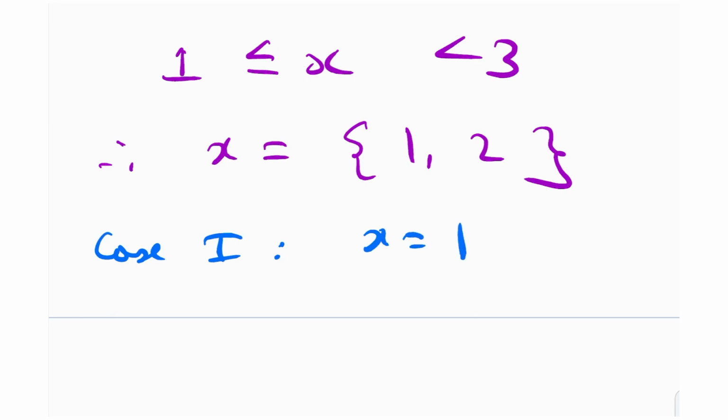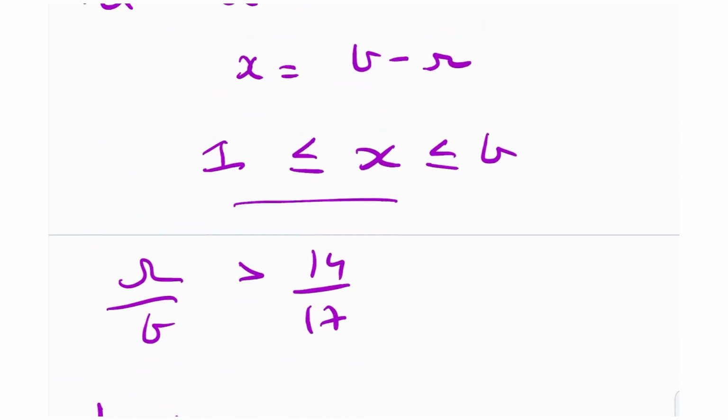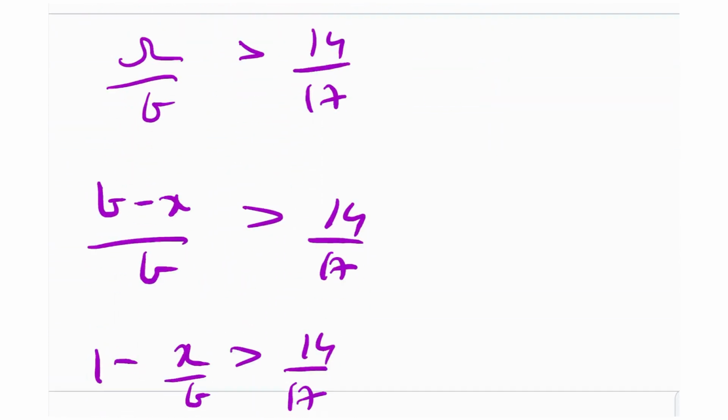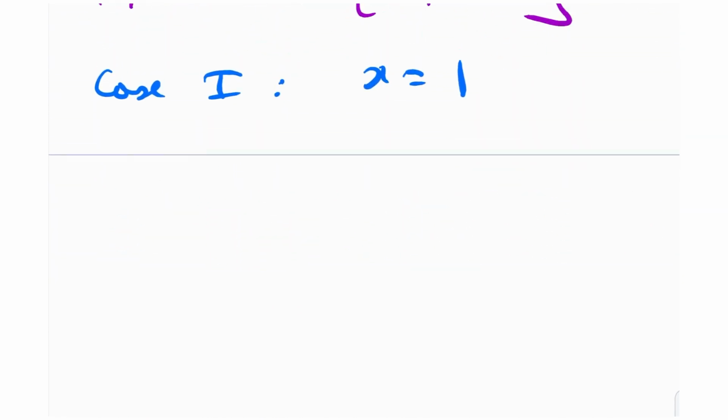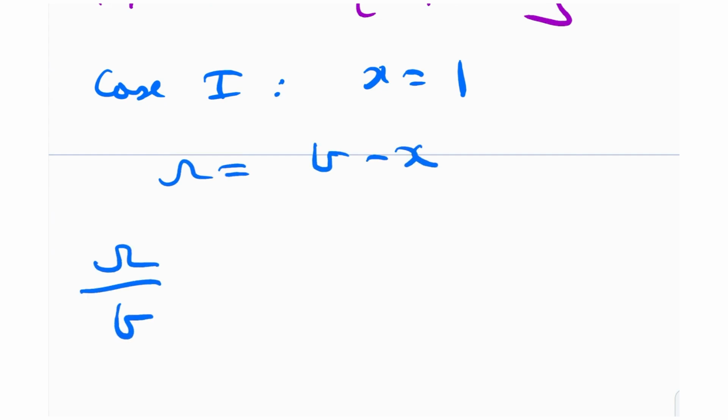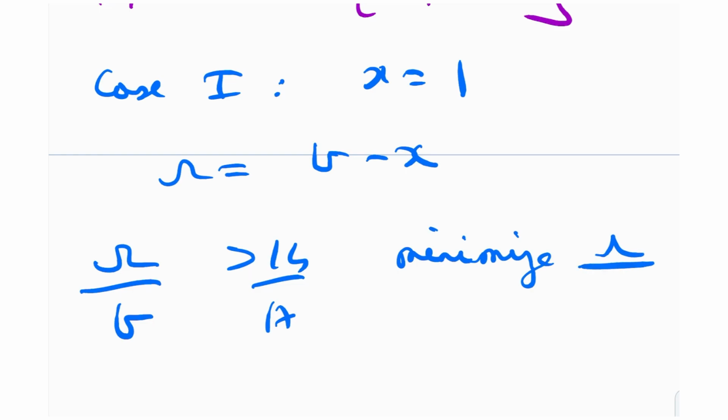So just to remind you, what was r? r was b minus x. Right? r was b minus x, and we had to minimize this fraction r by b such that r by b is greater than 14 by 17. And we had to minimize r by b. It's very important to kind of keep the end goal in mind because it's very easy to get swayed away from that.